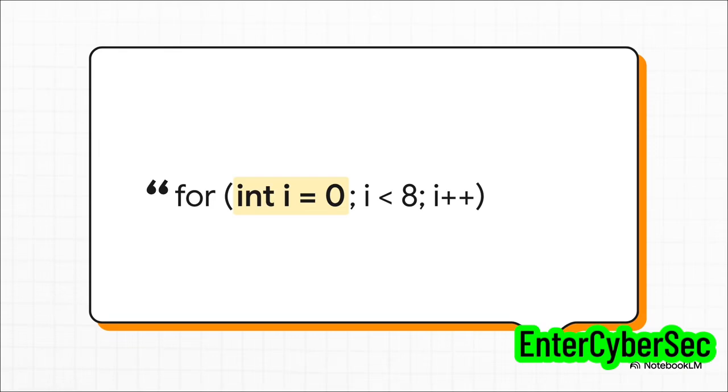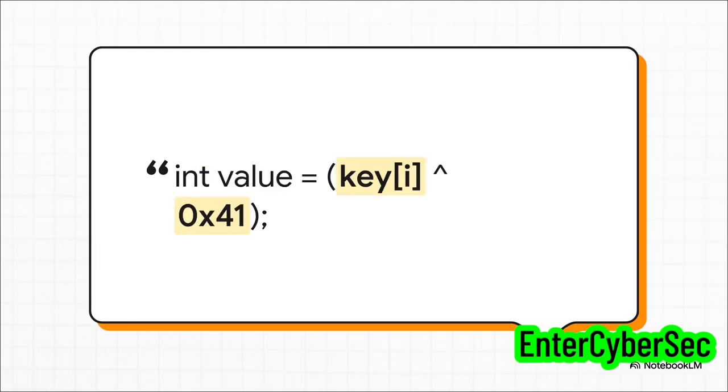We see this for loop. And notice, it runs exactly 8 times. This just confirms what we suspected. The program is going to process each of those 8 characters one by one. Every single character has a specific role to play in this puzzle. Now we're getting to the real meat of it.